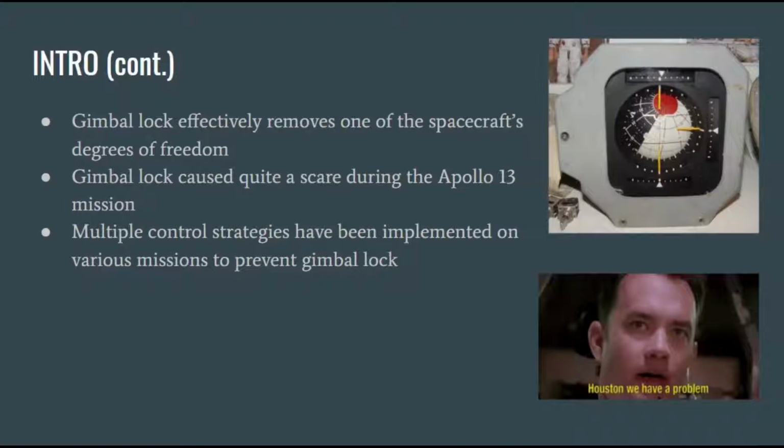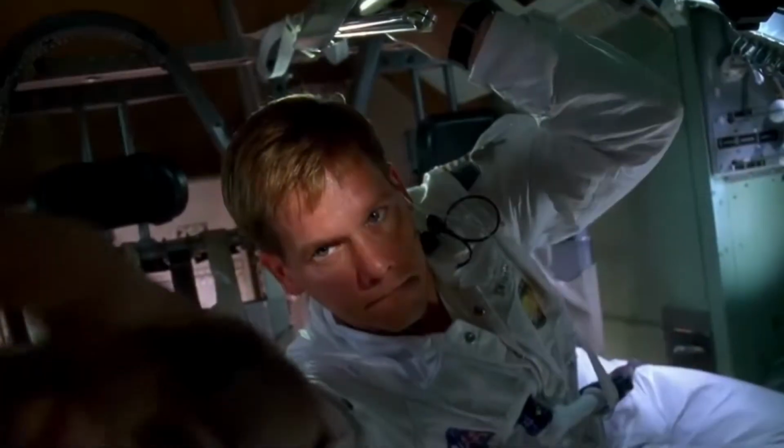Multiple control strategies have since been implemented on various missions to prevent gimbal lock, and we will be discussing these later on in the presentation. And now I will be introducing Samuel Brand to discuss the similarities and differences between reaction wheels and CMGs.